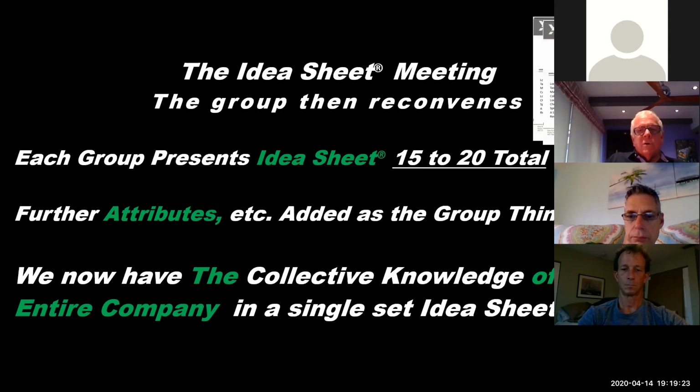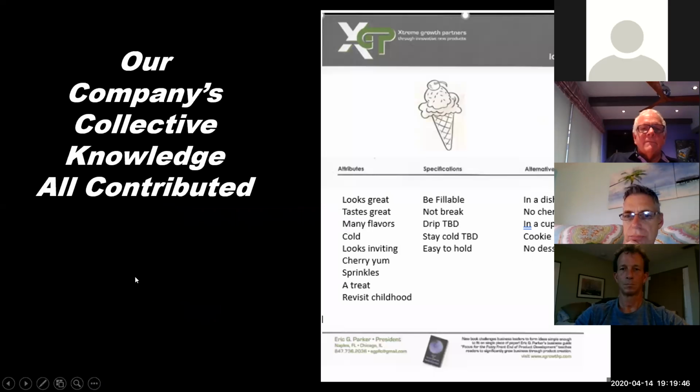So after you go through each one of these, you sit back and realize you now have the collective knowledge of your entire company on a single set of idea sheets, one side of 8.5 by 11 paper. Okay, anybody got a question that far? Okay, so this is kind of a picture of that. This is a silly example. I had a lot of these with various companies' ideas on them, but this one is an ice cream cone.